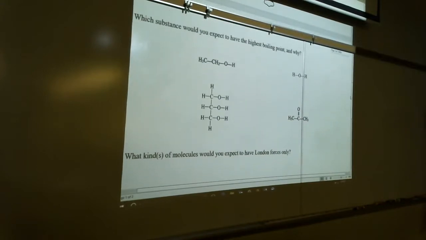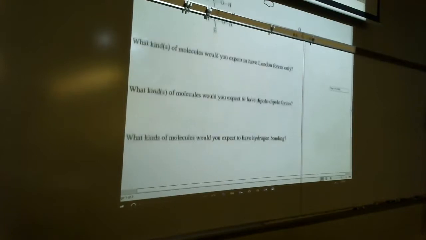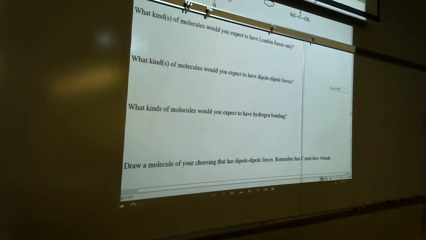Third section, I ask you, which substance would you expect to have the highest boiling point and why? So of these 4 molecules, choose the one you think is going to have the highest boiling point, and then give me a justification for why you picked that. All right, and then the last couple questions are short answer. So what kind of molecules would you expect to have London forces, dipole-dipole, hydrogen bonding? Answer that, give it your best effort as if this were a test, and then you can grade yourself.